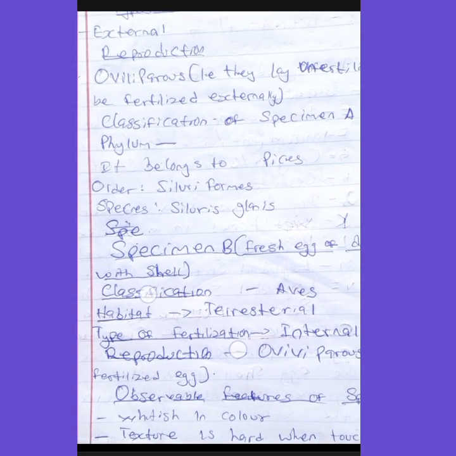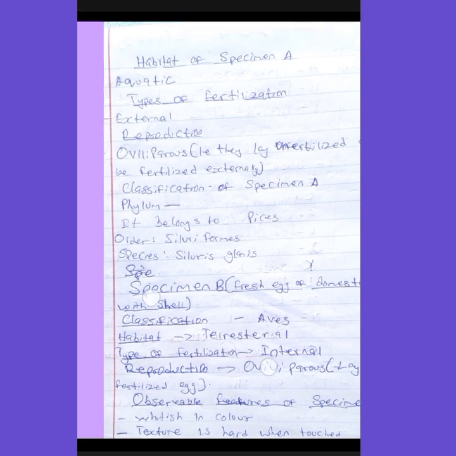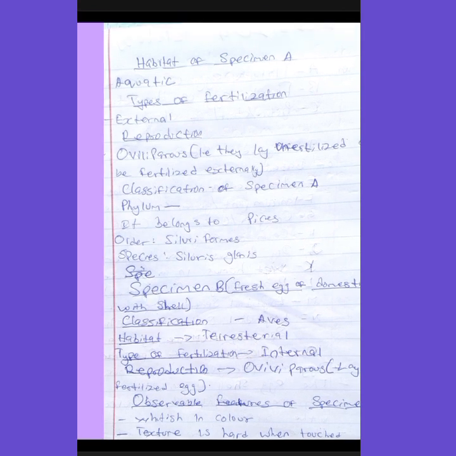Our specimen B is a fresh egg of a domestic fowl with shell. For the classification, they are classified under Aves. The habitats, they are terrestrial habitats. The type of fertilization is internal. For reproduction, they are oviparous, that is, they lay fertilized eggs.